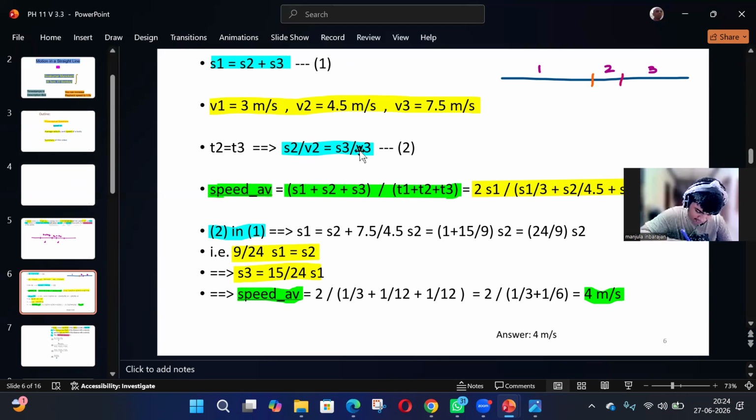And T1 I can write in terms of the distance, S1 by the velocity 3, and then T2 is S2 by 4.5, and T3 is S3 by 7.5. And T2 equal to T3, so from that I get the relation between S2 and S3. So I can eliminate all the values and get the answer by that method also. I prefer to do it this way rather than remembering the formula. Next method onwards, I will use this, sir. Yeah, so from the next question onwards.